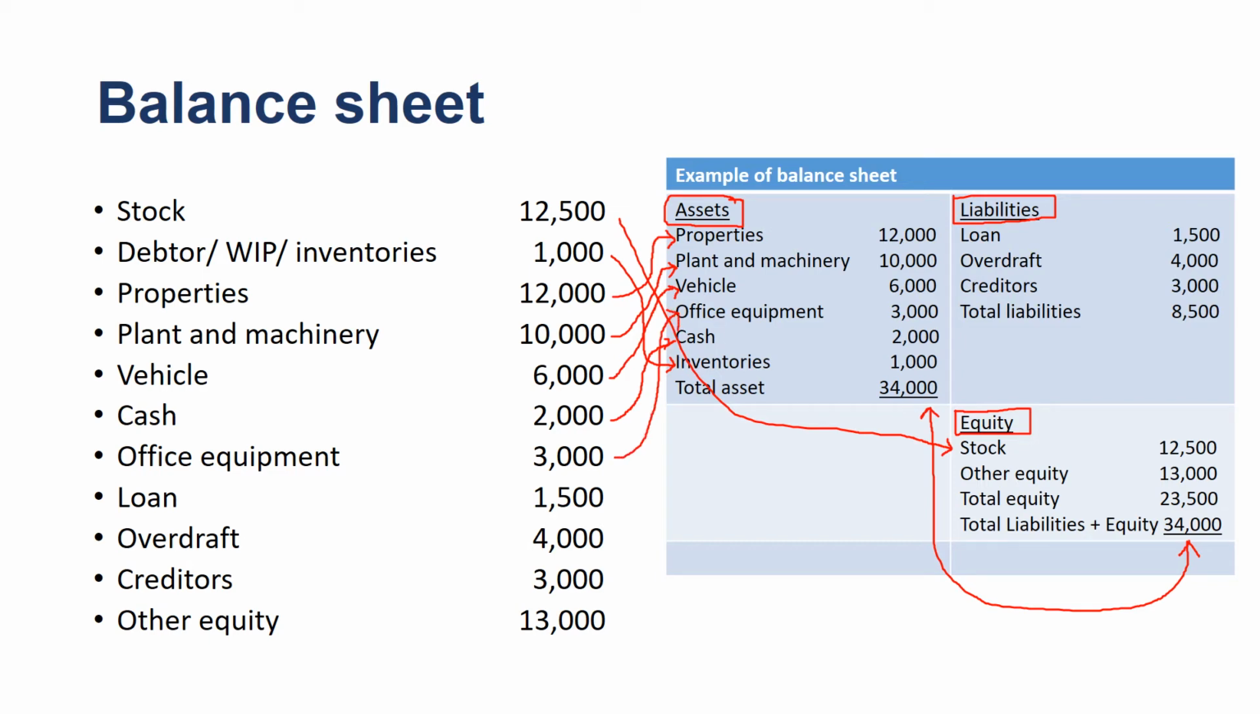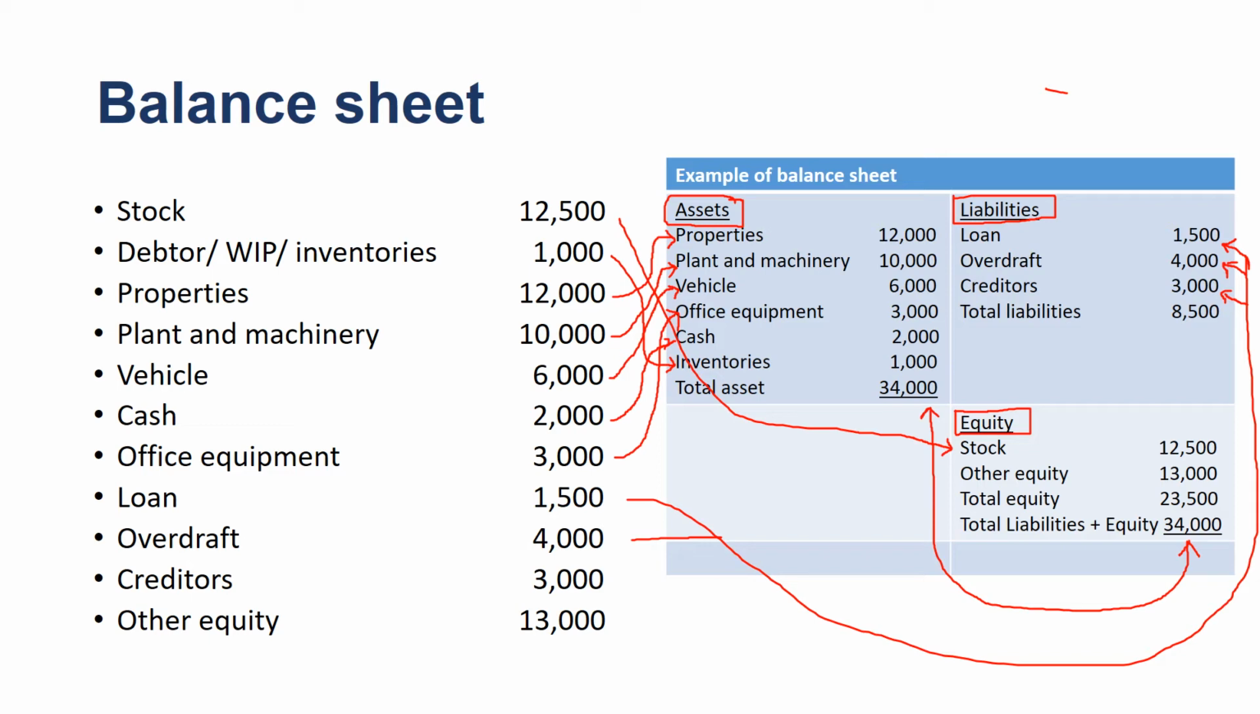All right, and then under the category of liabilities, we have a loan here for 1,500. We also have an overdraft for 4,000, and then we also have creditors for 3,000. So we have total liabilities here of 8,500 ringgit.